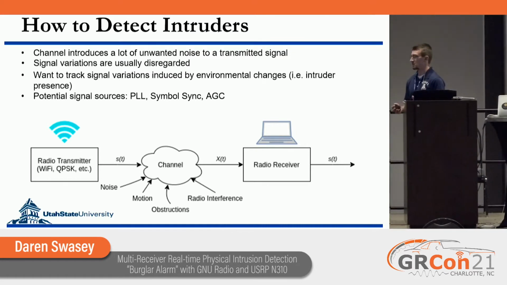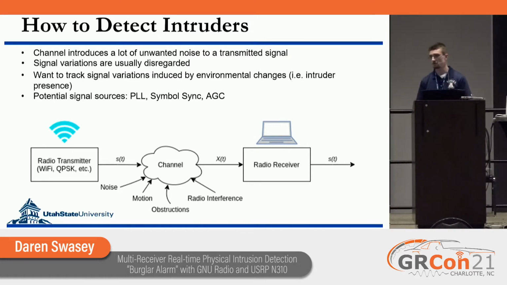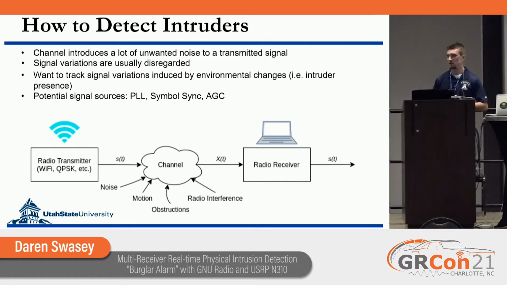X of T goes into our receiver, and the receiver has a whole bunch of internal tools like the PLL, AGC, and symbol synchronization to pull out that original signal S of T in order to get the data that you want, so you can get your daily dose of internet cat memes or whatever it might be. And the thing about that receiver is, yes, it's used to extract that signal, but if it can extract the signal, it can also show us information about what it did to extract that signal. In doing so, we can find out whether there is motion, whether somebody is there.